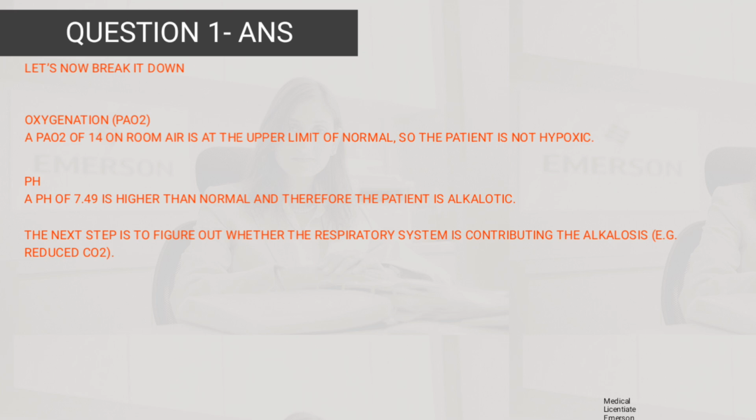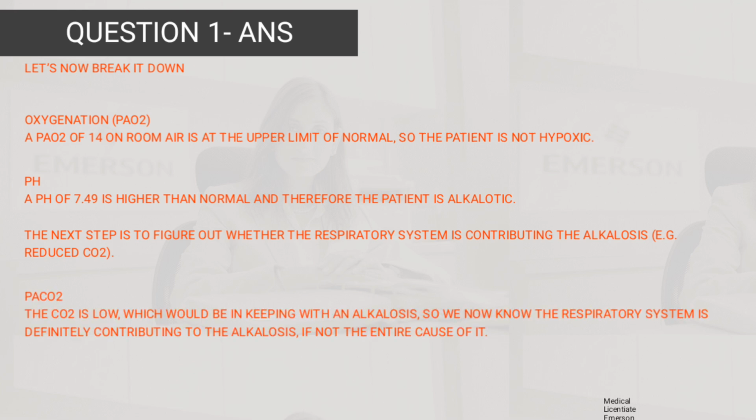Okay, so the next step is now to figure out whether the respiratory system is contributing to the alkalosis or not. So if it's contributing to the alkalosis, we have to expect the partial pressure of carbon dioxide to be reduced. So the partial pressure of carbon dioxide in this case is low, which would be in keeping with an alkalosis. So we know that the respiratory system is definitely contributing to the alkalosis, if not the entire cause of it.